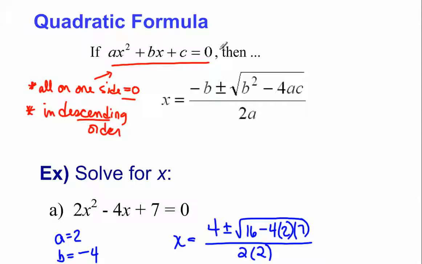If that is the situation, then these numbers in front, the a, b, and c, these coefficients, will help me find my answer. We know that x is going to be equal to the opposite of b, plus or minus the square root of b squared minus 4ac, and notice it's all one big long line, divided by 2a.